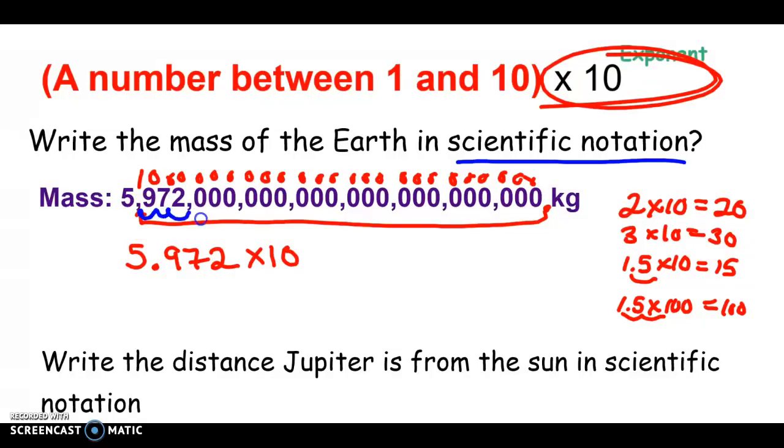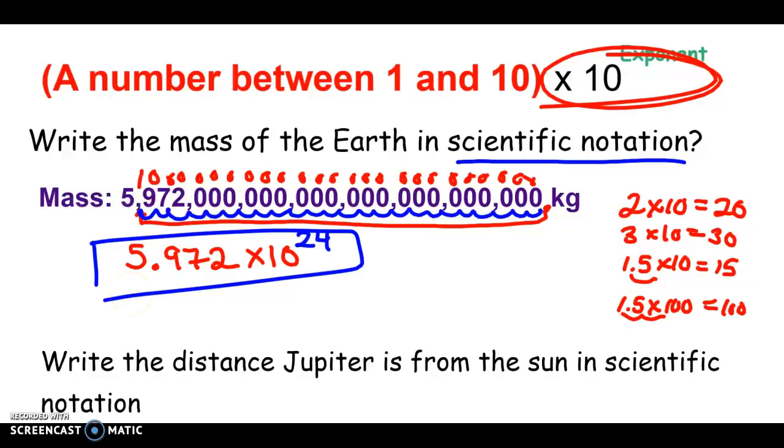So if it's here and I want to get it back to where it belongs, I'm going to move it 1, 2, 3, 4, 5, 6, 7, 8, 9, 10, 11, 12, 13, 14, 15, 16, 17, 18, 19, 20, 21, 22, 23, 24. 24 spaces. So really, I'm multiplying 5.972 times 1 with the 24 zeros after it. But I'm not writing those. I'm using my exponent to show that. So this is that really big number in scientific notation. As you can see, it's so much easier to write.